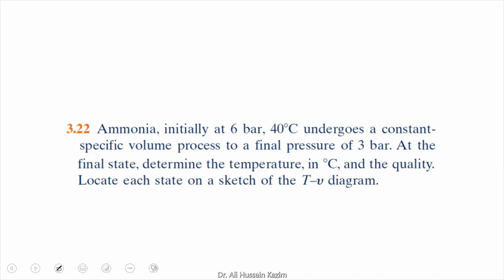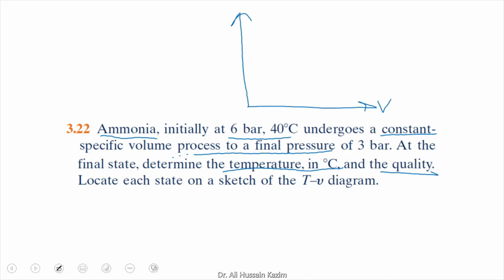Now the next question is about ammonia. Initially at 6 bar and 40 degrees Celsius, it undergoes a constant volume process to a final pressure of 3 bar. At the final state, determine temperature and quality. Locate each state on the Tv diagram. So we have to locate it on a Tv diagram.